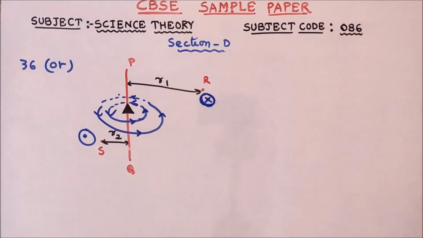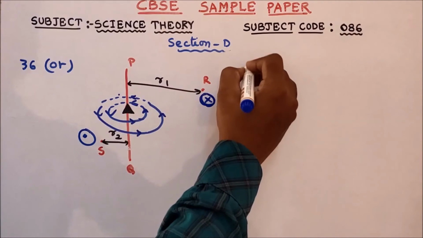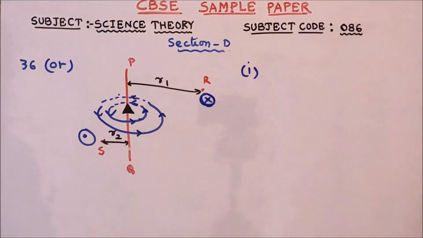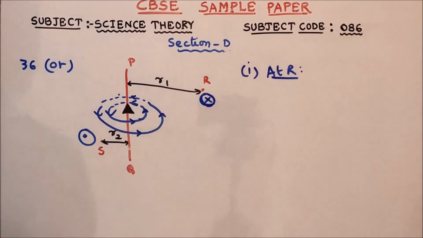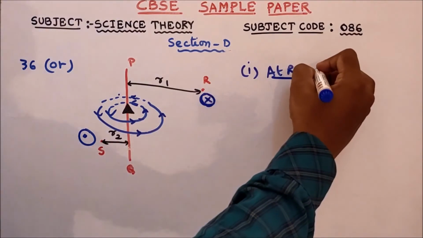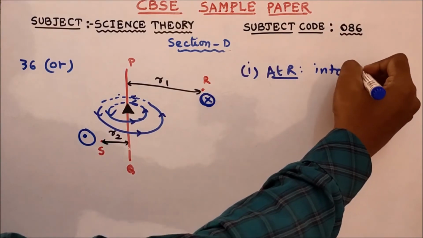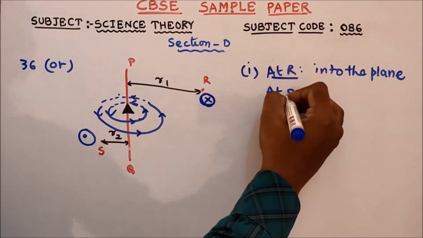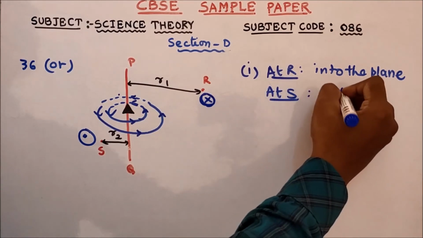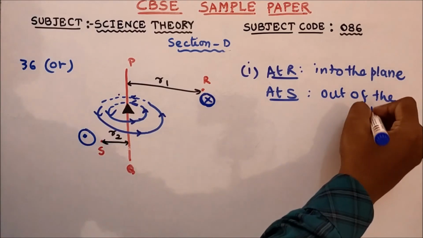So now the first question of this choice question of 36: find the direction of magnetic field produced by it at points R and S. At R, we have the direction into the plane. The magnetic field lines are moving into the plane, and at S we have out of the plane.